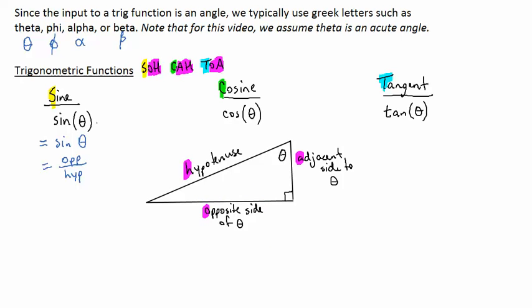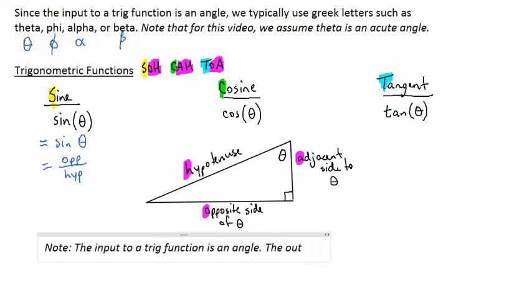Okay? So the input to a trig function is an angle. The output of a trig function is a ratio, and you could even say of two sides. All right, and that's what we're looking at for now. Okay, very good. Let's do the same thing for cosine and tangent.